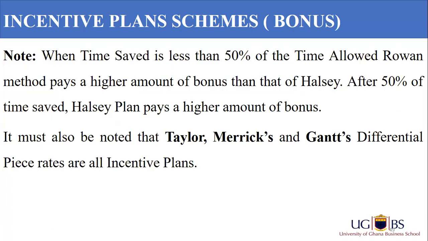When time saved is less than 50% of the time allowed, the Rowan method pays a higher amount of bonus than Halsey. After 50% of time saved, the Halsey plan pays a higher amount of bonus. It must also be noted that Taylor, Merrick, and Gantt differential piece rates are all incentive plans.